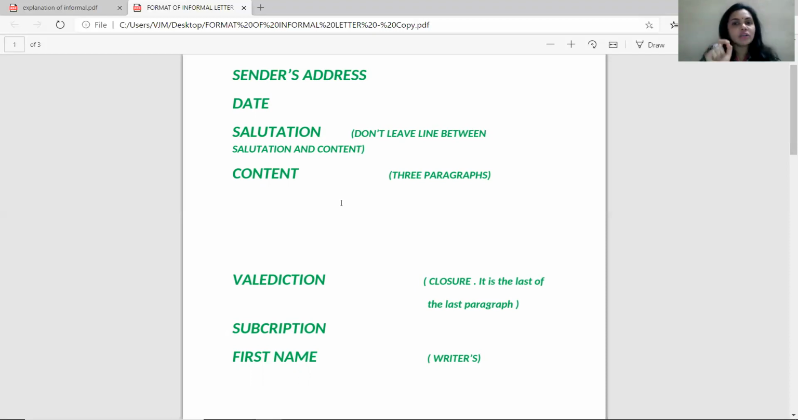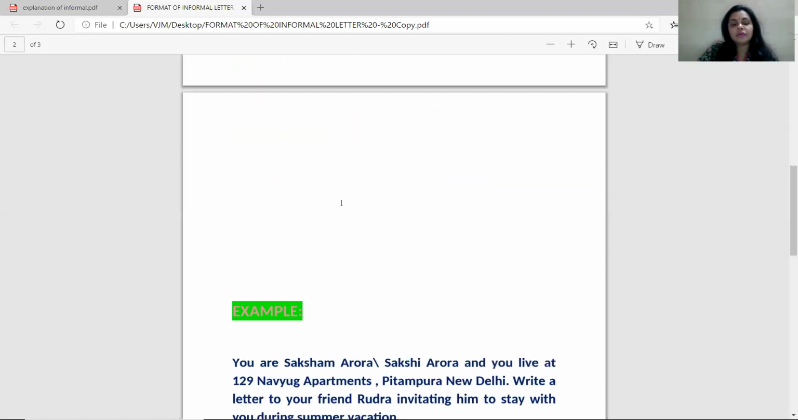Yours, with Y capital, and the S without an apostrophe, which joins to your. So yours lovingly will be the subscription, and the first name of the writer. We don't write the full name. Unlike a notice, unlike formal letters, we always write down the first name only. Right? Let's see an example.